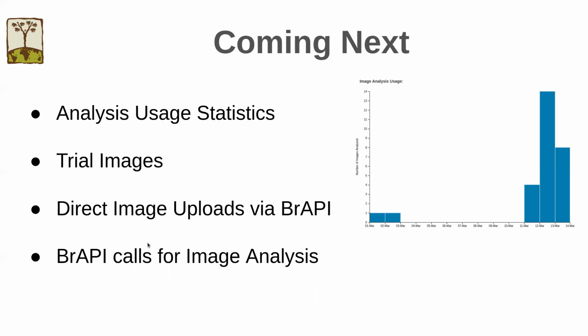And finally, looking a little further ahead, we'd like to look at direct image upload using the breeding API. We already have some image calls implemented in CassavaBase for getting and putting images. And now that the Fieldbook app has the breeding API implemented as well, at least for data and layout import, it would be easy to imagine going ahead and exporting images you've taken with the Fieldbook app directly from the app to CassavaBase without the intermediate step of selecting them via the user interface.